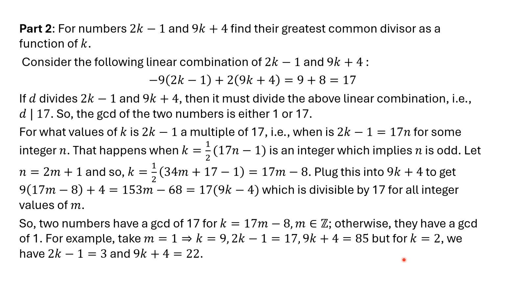And let's test the other case where k is not of this form here. So we'll take k equals 2, and we get 2k minus 1 is 3, and 9k plus 4 is 22. So again, we're not divisible by 17, we're divisible by 1 in this case, so it fits what we've determined through our analysis here.